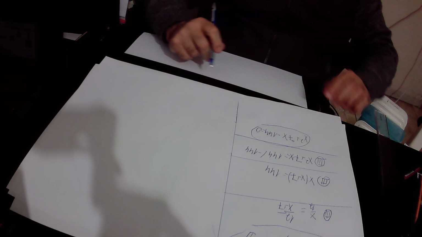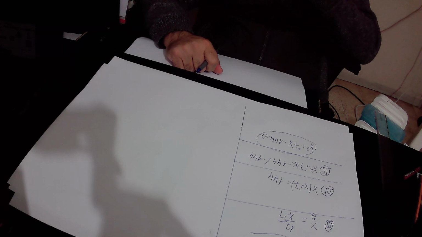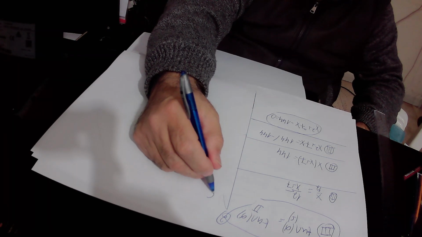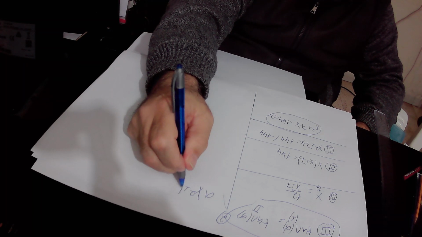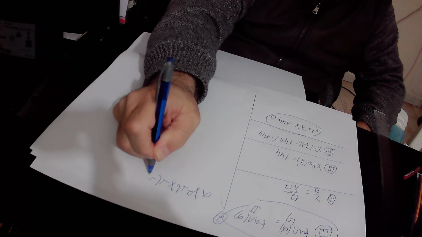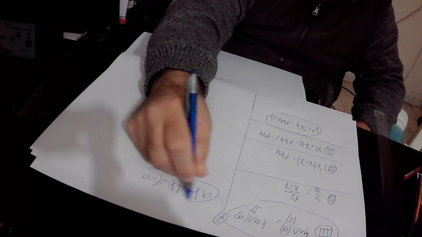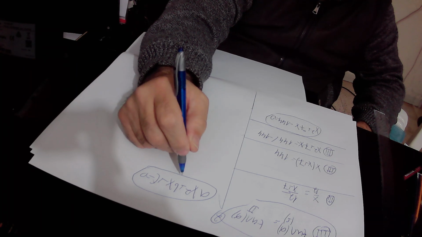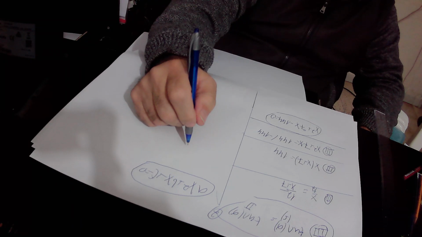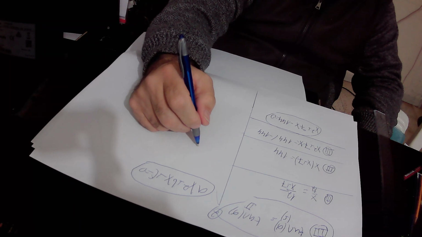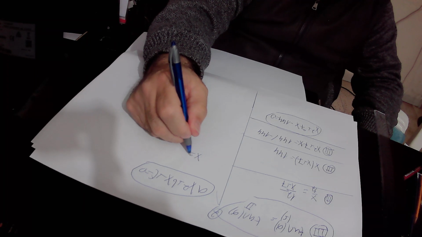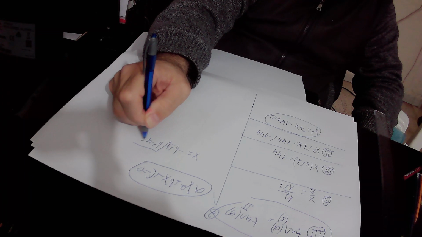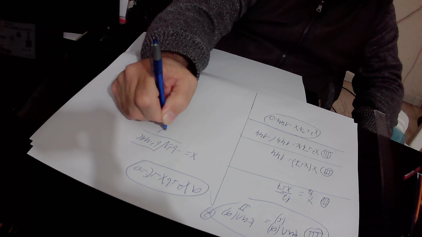So this is a quadratic equation. The general formula for a quadratic equation is ax squared plus bx plus c equals 0. In this general formula, a, b, and c are the coefficients of the quadratic equation, and x is the variable that we are looking for. And we'll find the value of x according to the following formula: x equals minus b plus or minus the square root of b squared minus 4ac, over 2a.